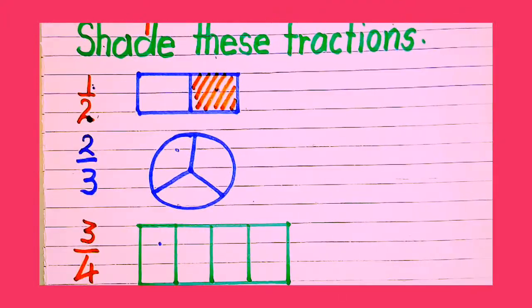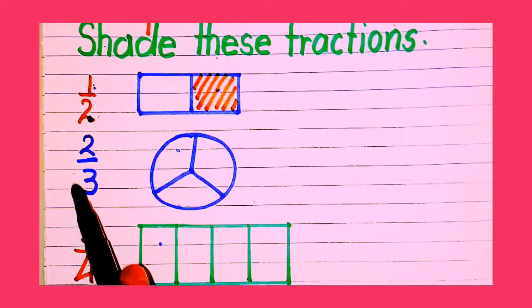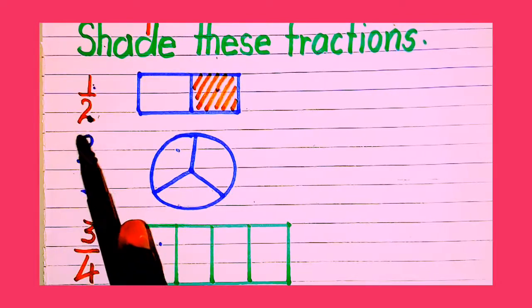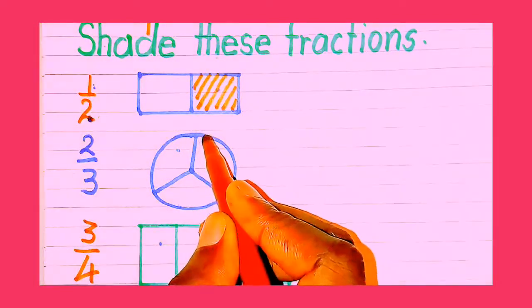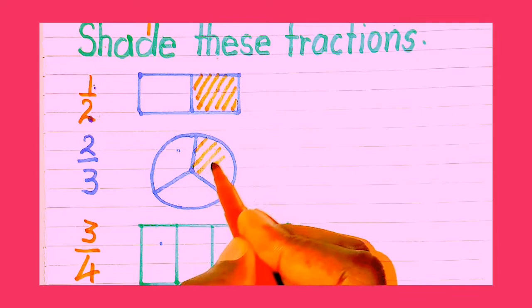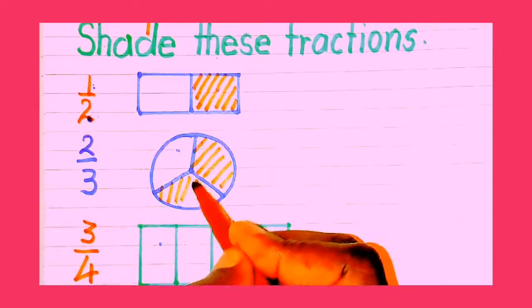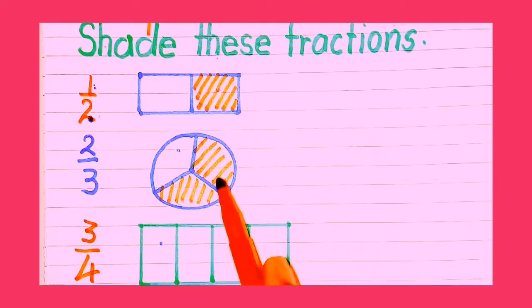In my next example, I have two thirds. In total, I have three parts. And out of the three parts, I'm going to shade two parts. That is one. This is two. And this fraction is two thirds.